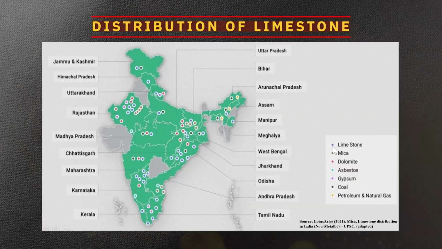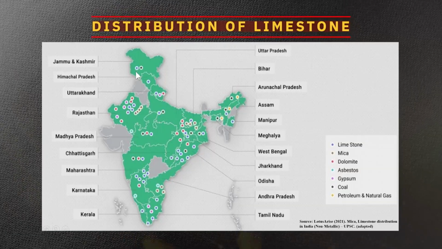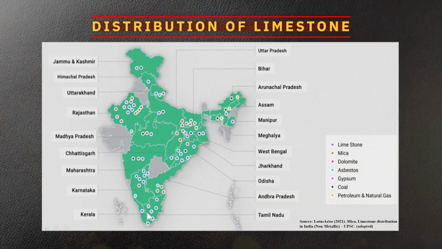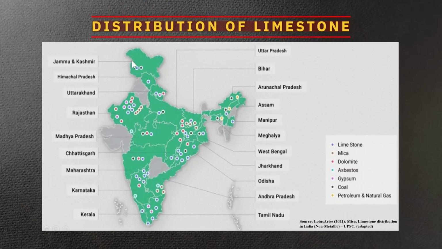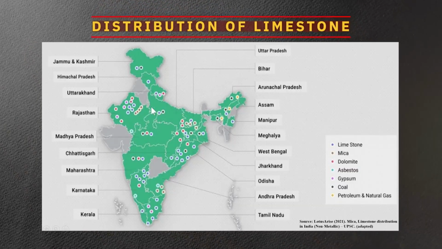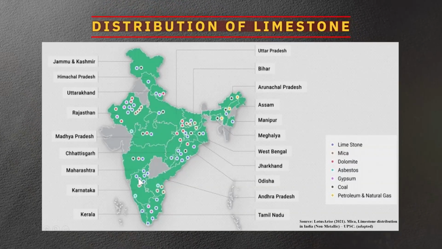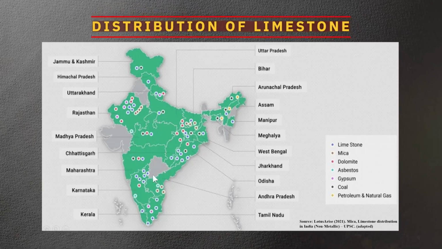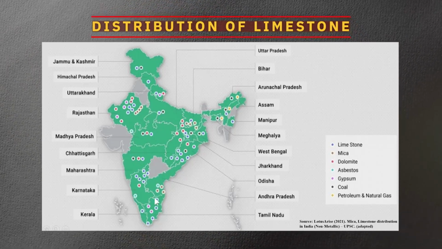Limestone is denoted with a blue dot or blue circle. So let's find out where these blue circles or blue dots are present in India. See, if I discuss from north to south, I will see that in Jammu and Kashmir, Himachal Pradesh, Uttarakhand, Uttar Pradesh, Madhya Pradesh, Maharashtra, Karnataka, Kerala, Tamil Nadu, every part is covered by limestone depositions.